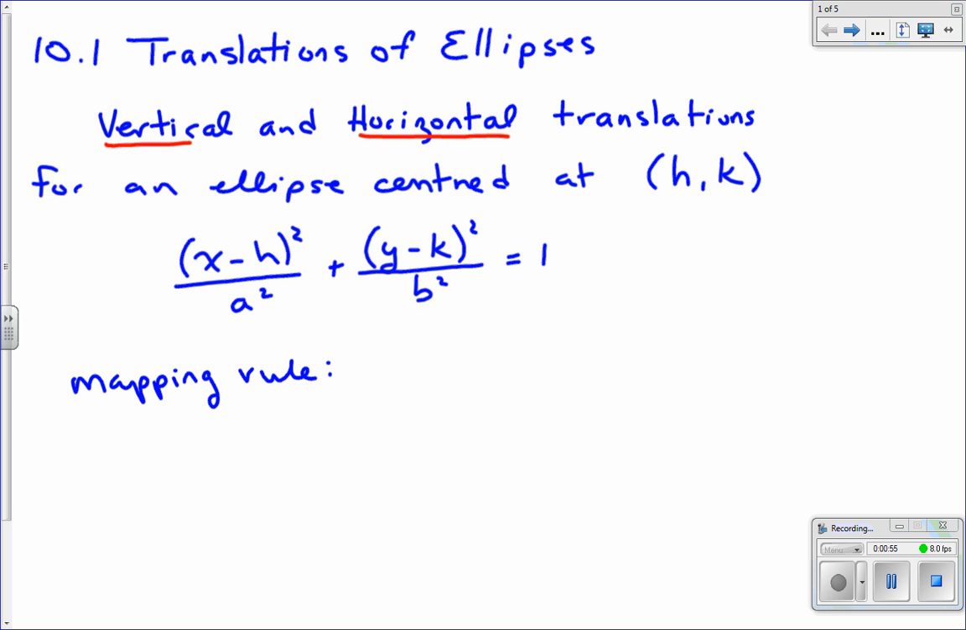Okay, so this gives us a mapping rule that we can use to translate the critical points of the ellipse. So we can look at the vertices, the endpoints of the minor axis, and the foci, and we can use a mapping rule to come up with the coordinates of those points. So if we think about the mapping rule from the other times that we've used them, where we looked at horizontal and vertical translations, we end up with a mapping rule of x plus h and y plus k. Okay, and we'll use that mapping rule to locate the foci and the other critical points.